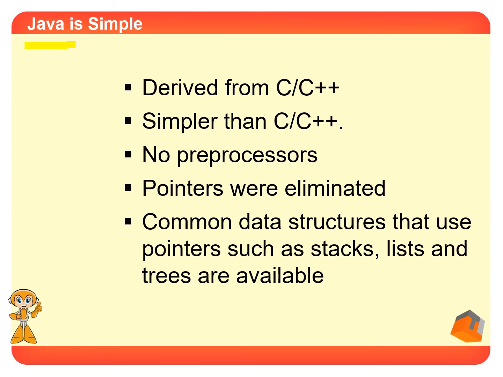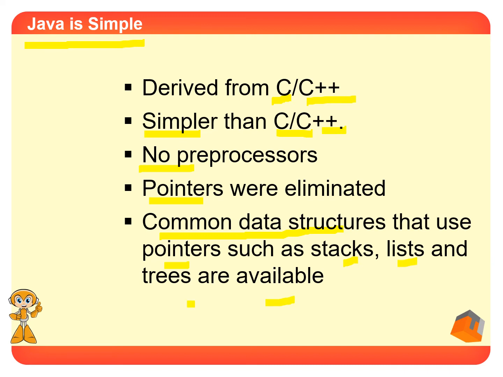Next is Java is simple. It derived from C and C++, simpler than C or C++. No preprocessors, pointers were eliminated. Common data structures that use pointers such as stacks, lists, and trees are available.